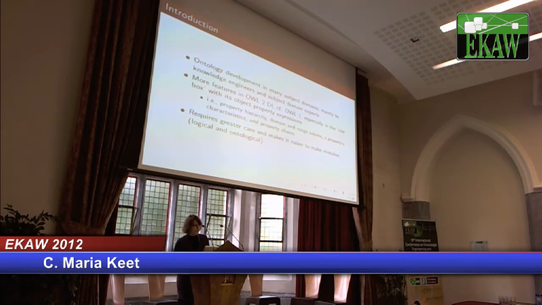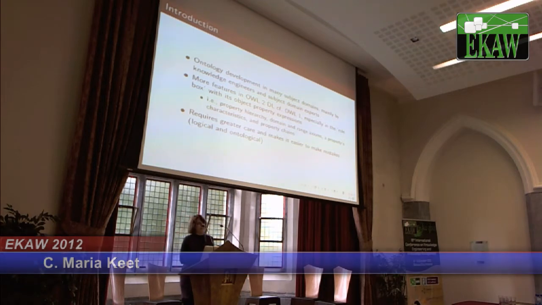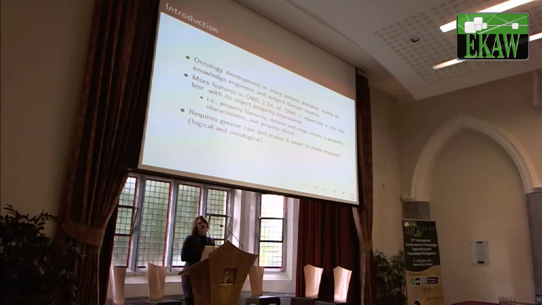And there are more features there available to be able to represent aspects about object properties, expressions, or relationships, what is also called the role box. We're focusing here specifically on the property hierarchy, domain and range restrictions, the property's characteristics, such as transitivity, symmetry, asymmetry, and property chains. That is the only thing that we're looking at with respect to the role box.